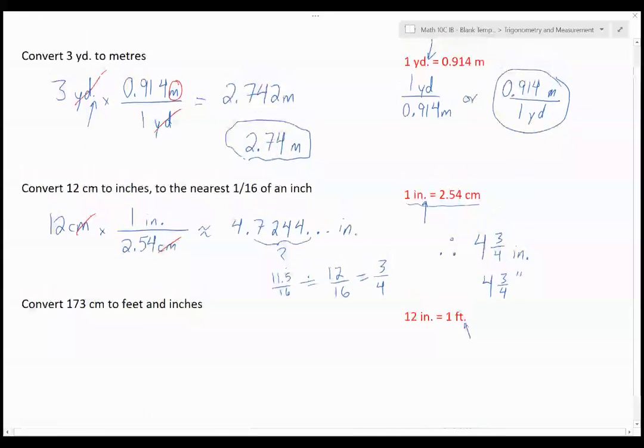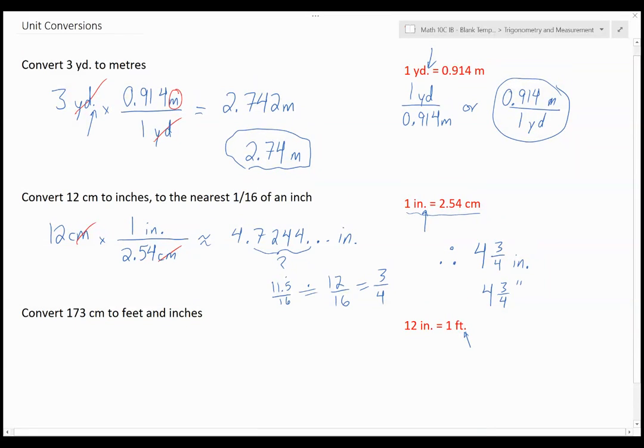All right, so now what if I want to convert 173 centimeters to feet and inches? Now what this doesn't mean is convert it to feet and then also convert it to inches.